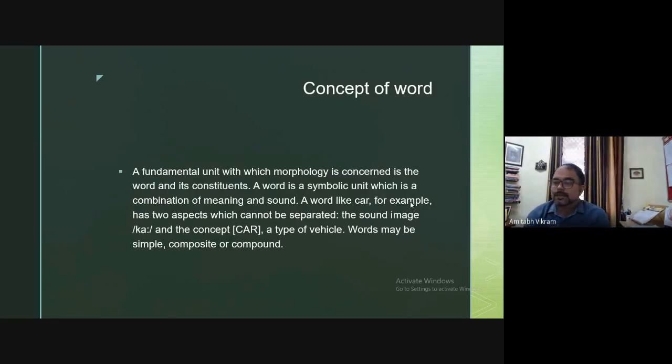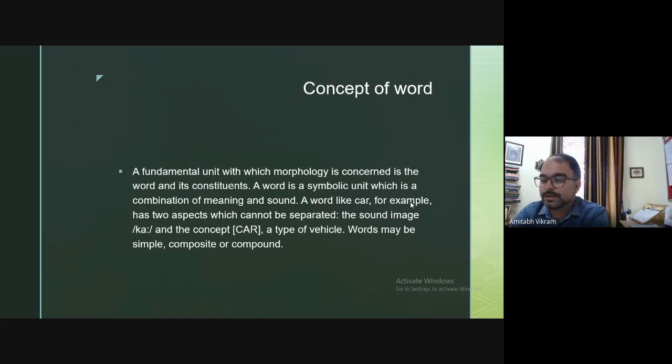Then we will study the concept of word. We know word, and generally when we study vocabulary, we learn different words. We also know that words are available in a dictionary, that common sense knowledge that we have. So what is a word? A fundamental unit with which morphology is concerned is the word and its constituents. Constituents means parts. So we know that a word is sometimes divided into its constituents, different parts.